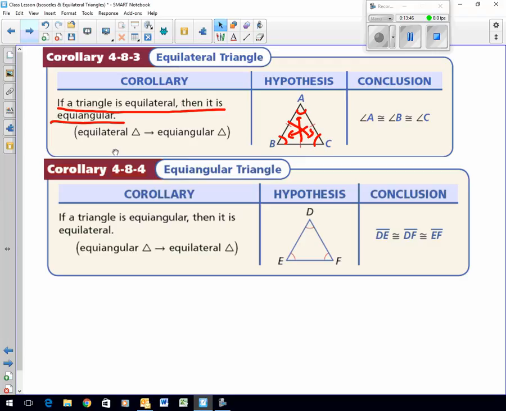My corollary, as they call it: if a triangle is equiangular, then it's equilateral. So if I give you a diagram and it has either three congruent sides or three congruent angles, you know it is an equilateral or equiangular triangle.